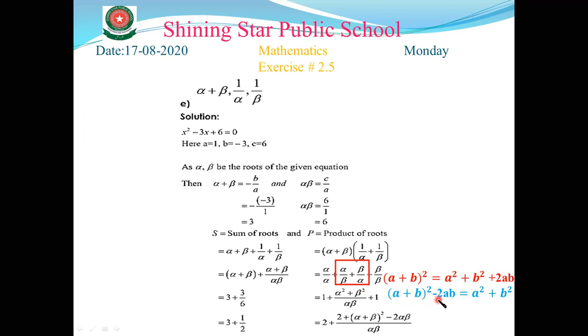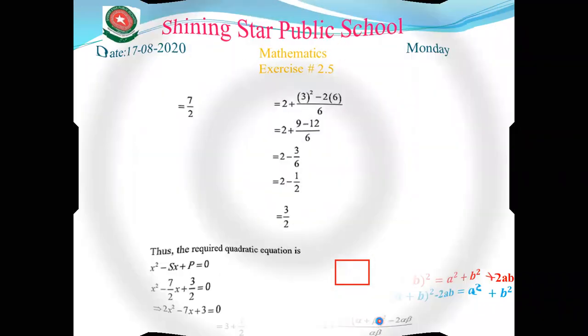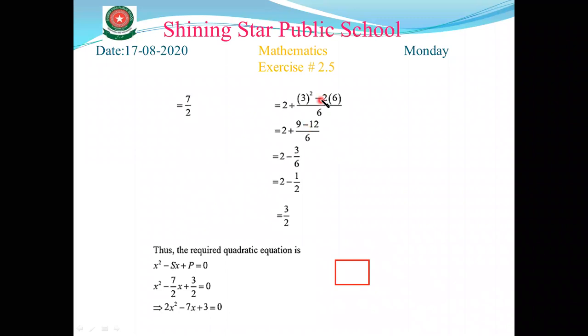So this is equal to alpha plus beta whole square minus 2 alpha beta. Alpha beta is 6, alpha plus beta is 3. Now simply we put the values of alpha plus beta 3, alpha beta is 6. So it will give you 3 square is 9, 2 multiply 6, 12, 9 minus 12 is minus 3, 3 1s are 3, 3 2s are 6. So minus 1 over 2. Take the LCM, 2 2s are 4, 4 minus 1 is 3, 3 over 2, and here is 7 over 2.